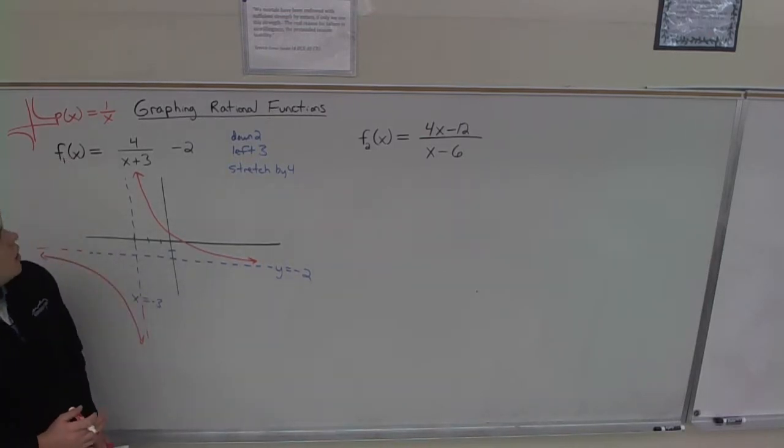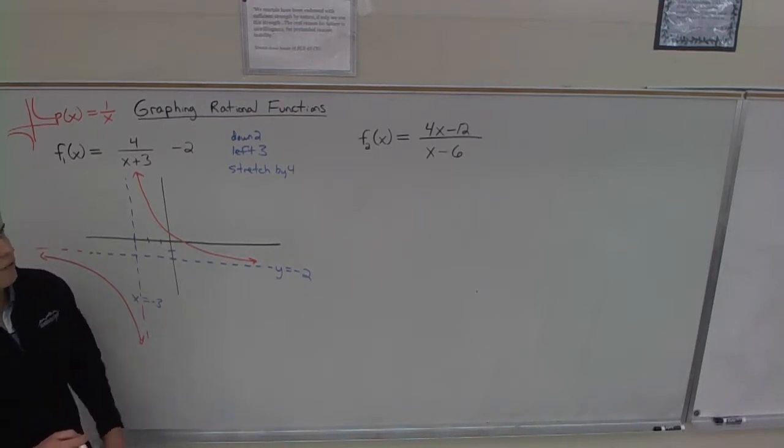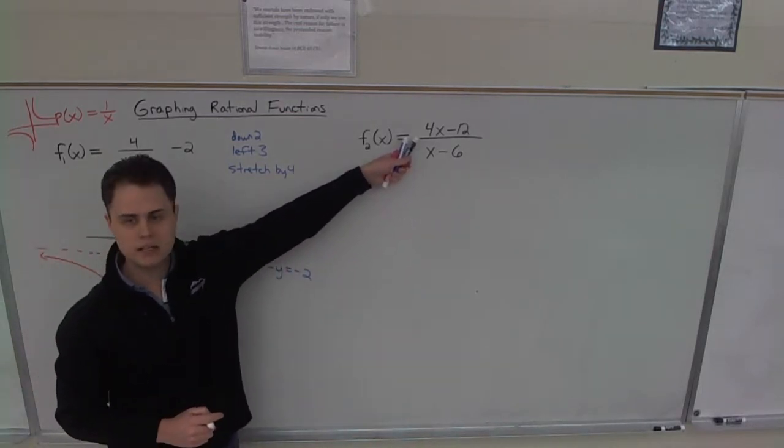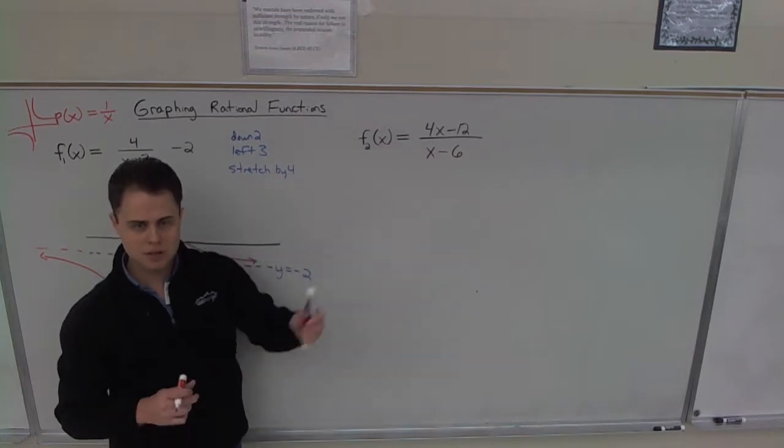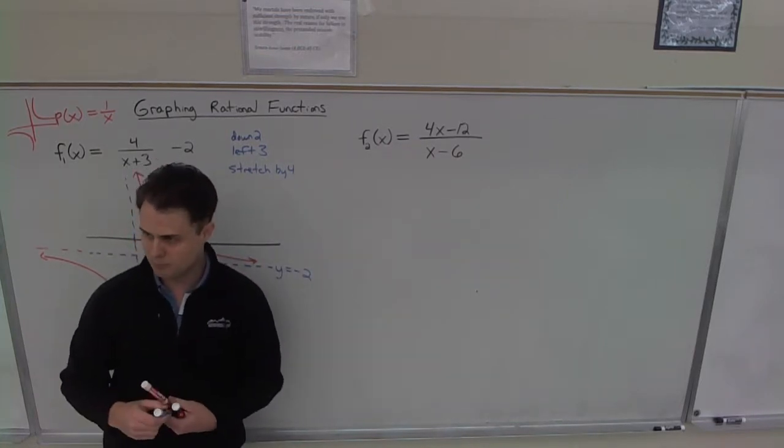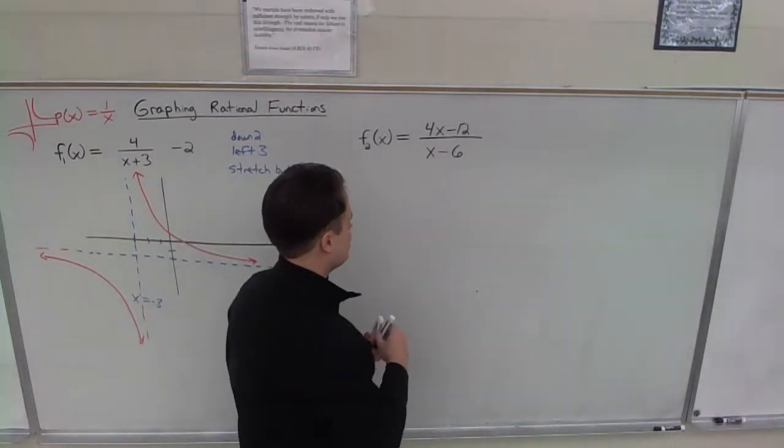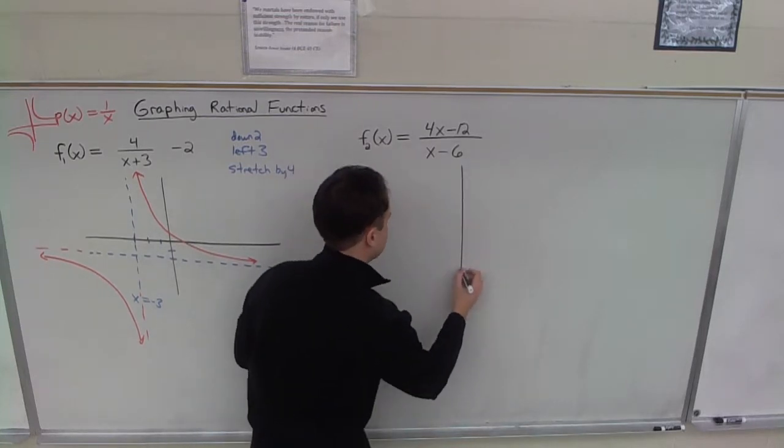Okay? So that's if it's a transformation graph. This guy, you can't do 1 over x because there's another x on top, okay? So you have to go through a little bit more stuff. Some of that stuff isn't so different, though.